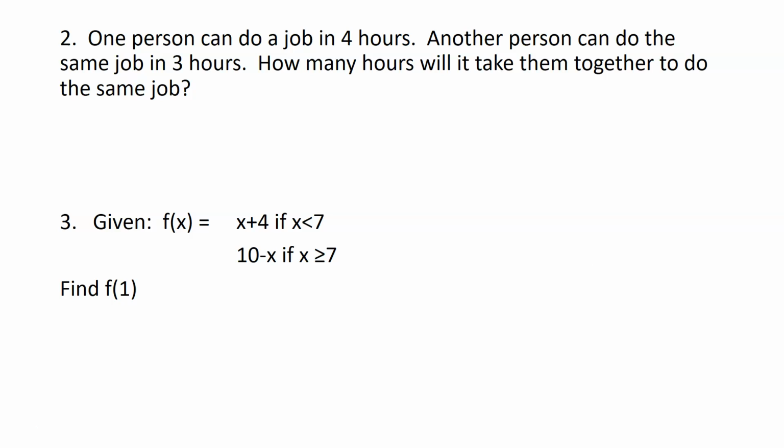On number 2, it takes one person 4 hours to do a job, so they could do a fourth of the job in an hour. It takes another person 3 hours to do the job, so they could do a third of it in an hour. Together, I do not know how long it will take them, so they could do an xth of it together in an hour. Find a common denominator, which is 12x, and I'm going to multiply each fraction by 12x.